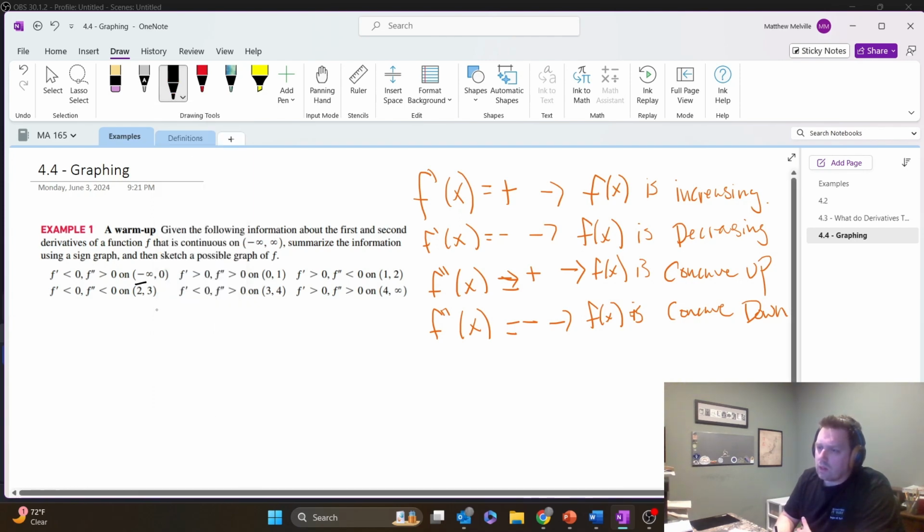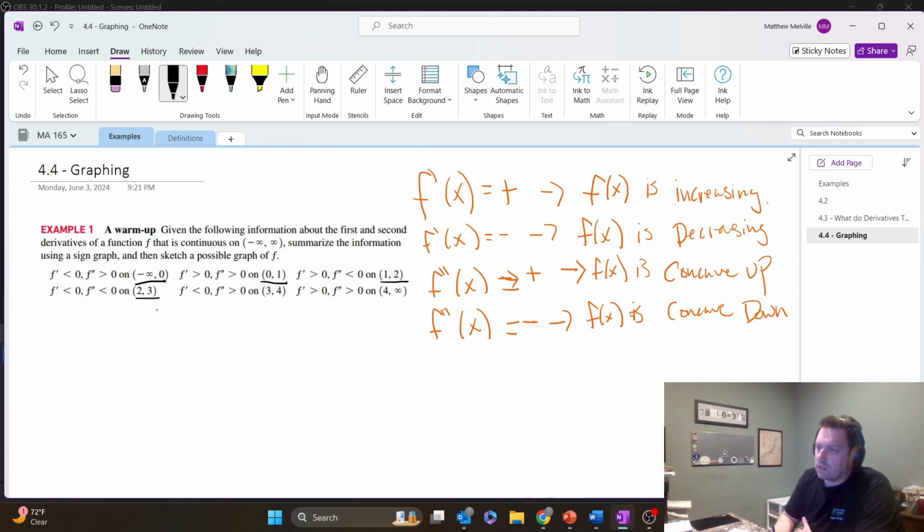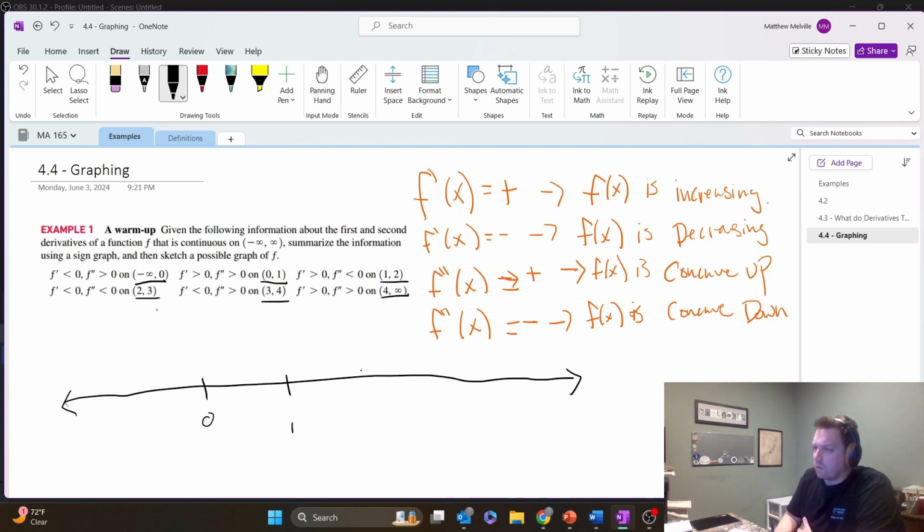We have these intervals right here: negative infinity to 0, 0 to 1, 1 to 2, 2 to 3, 3 to 4, and 4 to infinity. So I'm going to lay it out here. Negative infinity to positive infinity, and I have negative infinity to 0, 0 to 1, 1 to 2, 2 to 3, 3 to 4, and 4 to infinity.